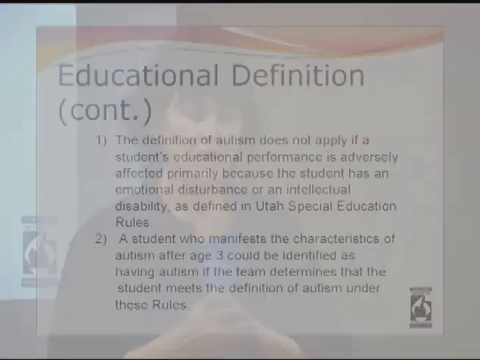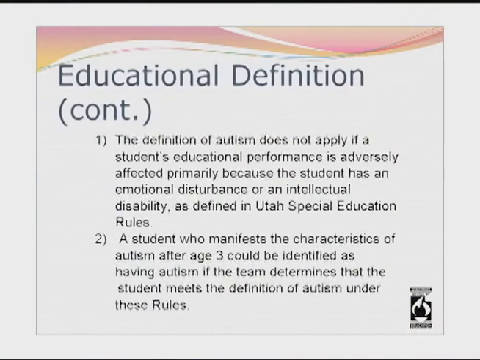And number two, a student who manifests the characteristics of autism after age 3 could be identified as having autism if the team determines that the student meets the definition of autism under these rules. That's legal words, and aren't they boring? But you have them in your handout. You can consider them when you get to your eligibility meeting.